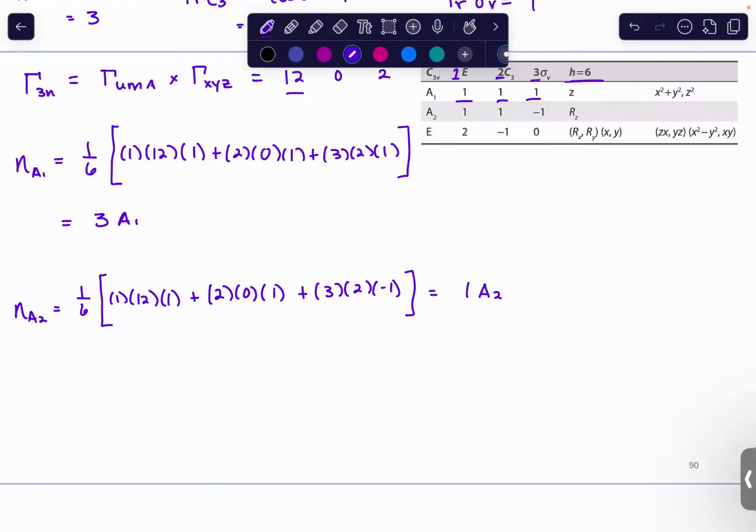Now keep in mind, since we're getting these from gamma 3N, these are the number of each symmetry group we're going to get for everything. And that's going to be translations, rotations, and vibrations. So then we'll have to reduce this a little further just to figure out how many of these represent our vibrations.